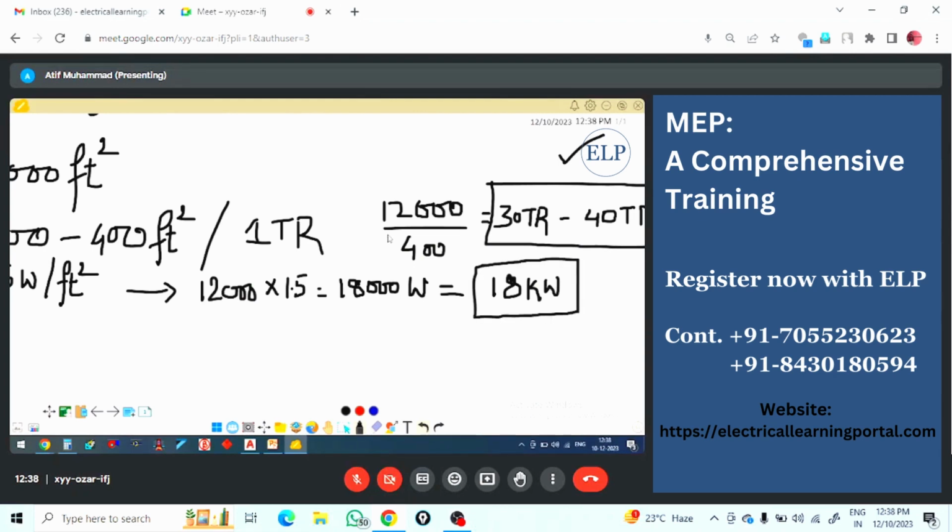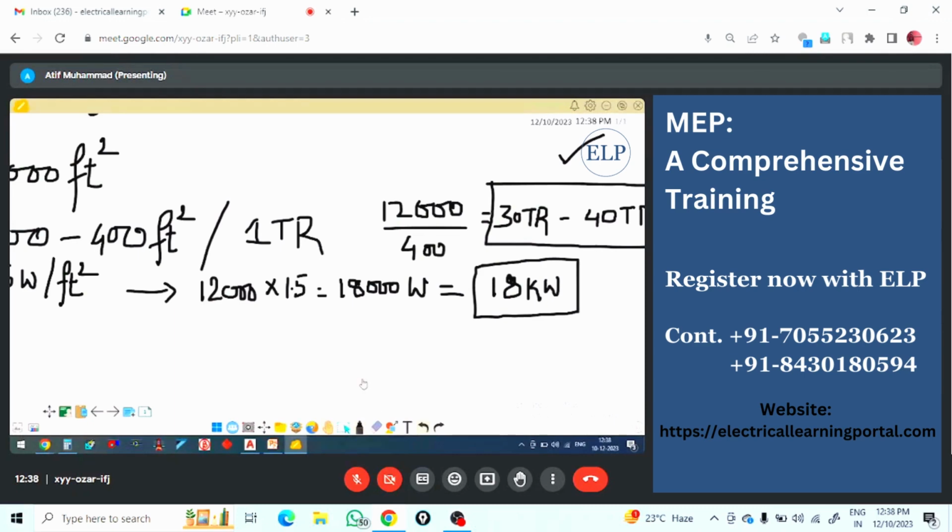Now the client may ask you a lot of questions here. How much is the lighting load? How much is the power load? So you can ask for the drawing. After that, you can go with proper load scheduling and everything, once you get the layouts.